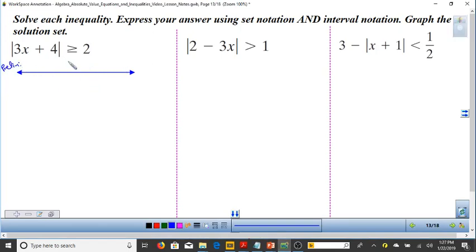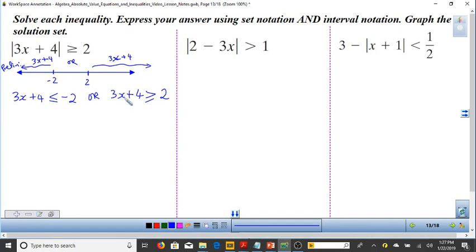We need numbers that are further away from 0 than 2 units. The two numbers that are 2 units away from 0 are -2 and 2. So we need numbers on the left side or on the right side. So we need to take 3x plus 4 to be either to the left of the negative, or to the right of the positive. That means 3x plus 4 is either less than or equal to negative 2, or 3x plus 4 is greater than or equal to 2.